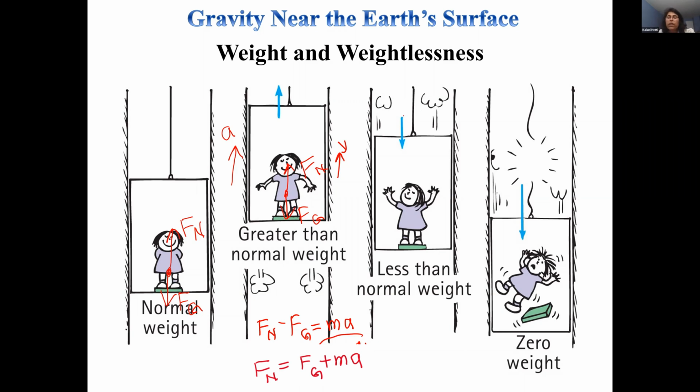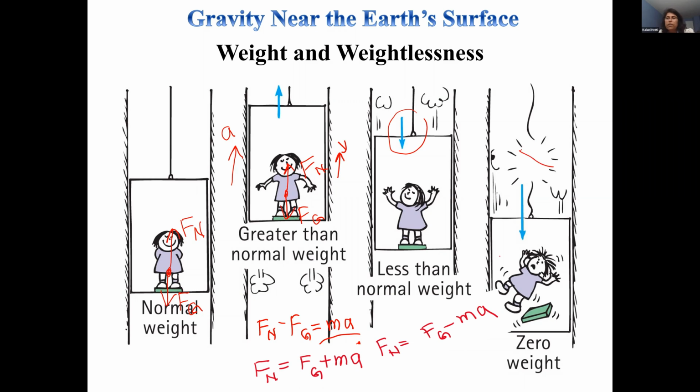Do the same for the elevator going in the downward direction. Then you will see your Fn is actually mg minus ma, and it will be less than the mg. That means in this case, Fn is less than Fg.